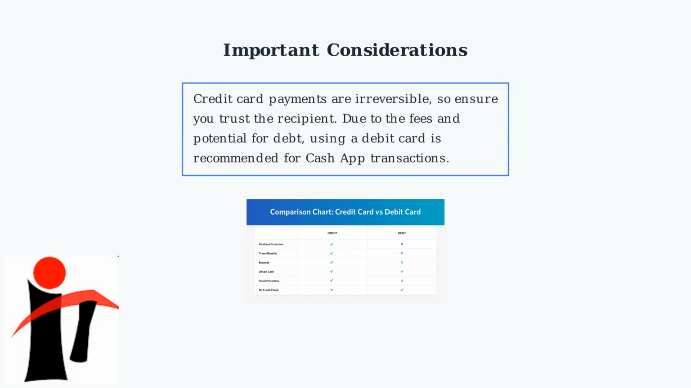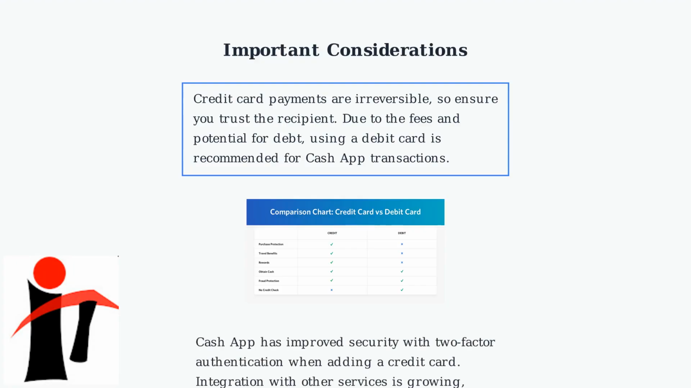Due to the fees and potential for debt, using a debit card is recommended for Cash App transactions. Cash App has improved security with two-factor authentication when adding a credit card. Integration with other services is growing, so credit card payments may become more integrated with other platforms.